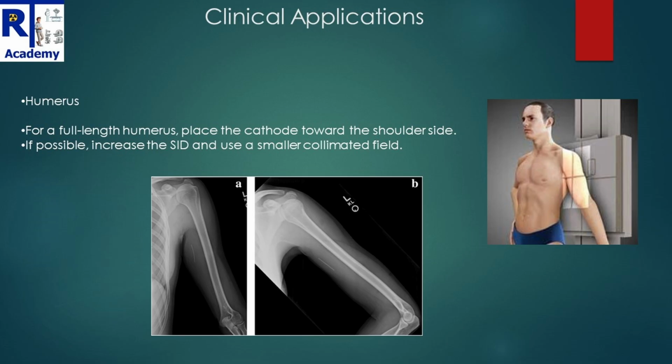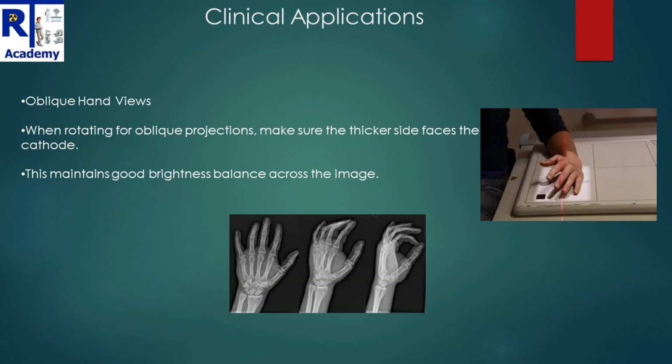If possible, increase the SID and use a smaller collimated field. 6. Oblique hand views. When rotating for oblique projections, make sure the thicker side faces the cathode. This maintains good brightness balance across the image.